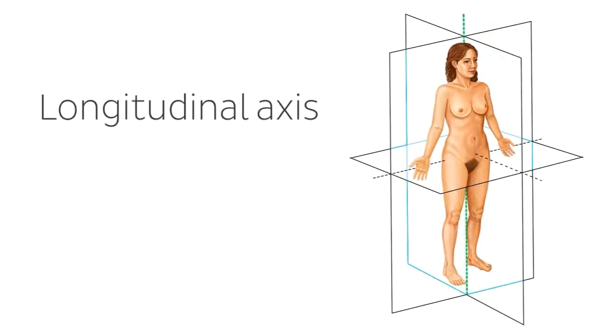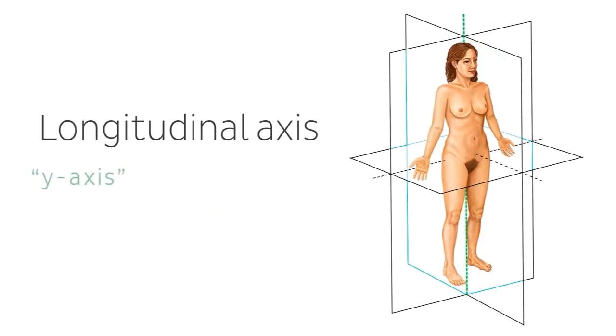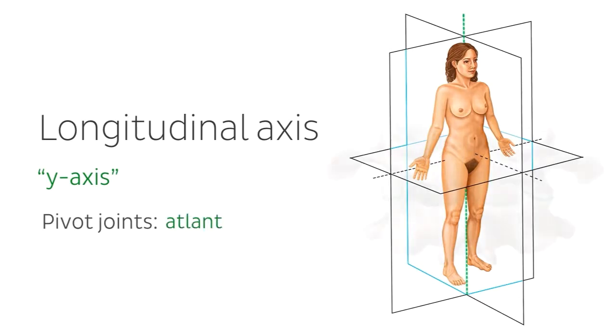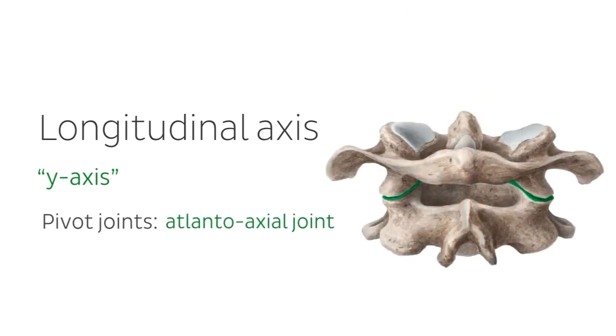The longitudinal axis, also known as the y-axis, is a line that runs through the body from top to bottom and is perpendicular to the ground, as seen here on this image. This axis lies at the intersection of the coronal and sagittal planes. A pivot joint, such as the atlantoaxial joint, can perform movement around this axis, specifically medial and lateral rotation.